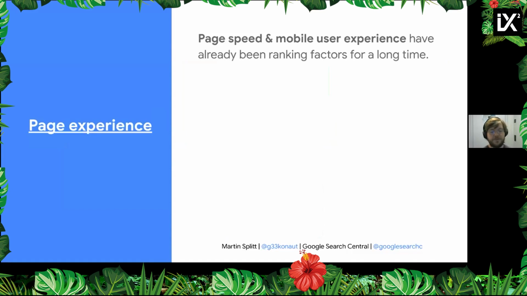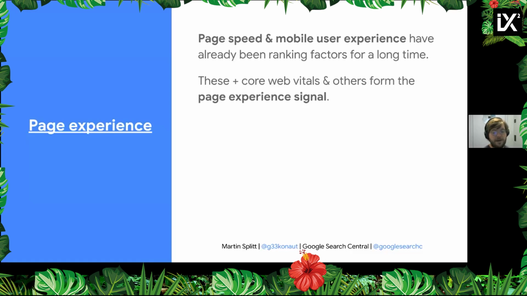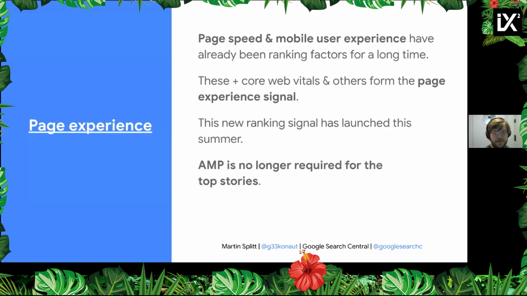But again, page speed and mobile user experience have been ranking factors beforehand and have been for quite a while. But that and the new Core Web Vitals, instead of whatever proprietary page speed measurement we had beforehand, is forming this new page experience signal that we're using in ranking. And it has launched, it is live, it has happened. Probably a bunch of people noticed small changes. Some other people might have noticed slightly bigger changes.